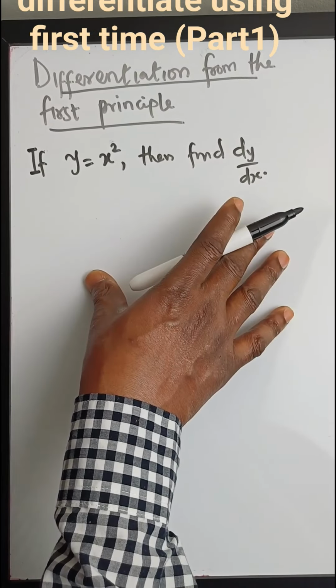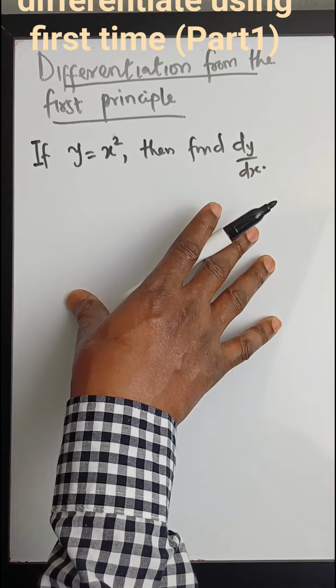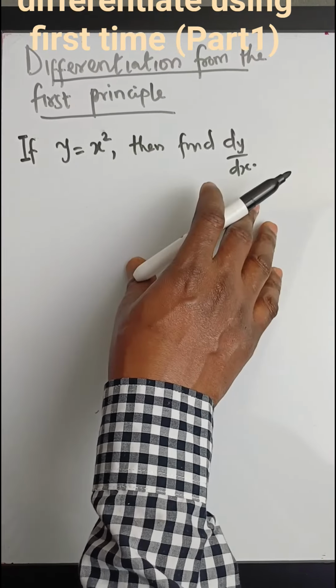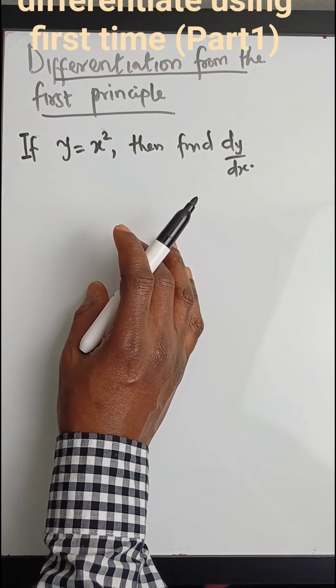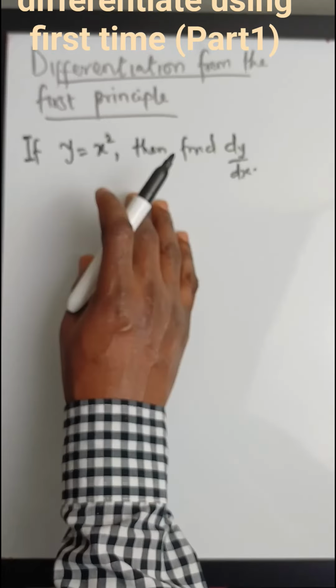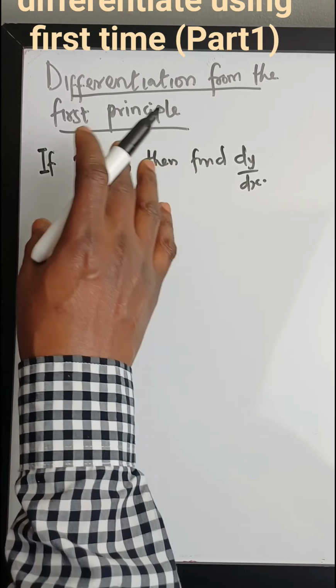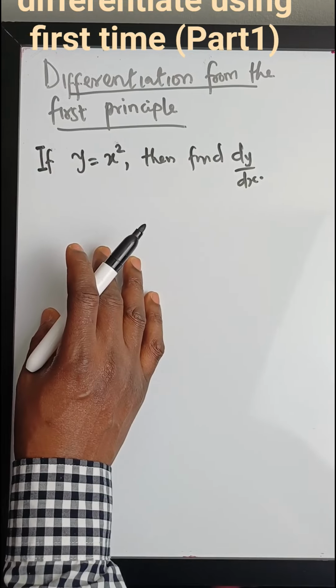Hi everyone, let's solve this differentiation question. If y equals x squared, then find dy/dx using the first principle. If you were to use the general rule, this would take you just 2 seconds. But we are to solve the problem using the first principle.